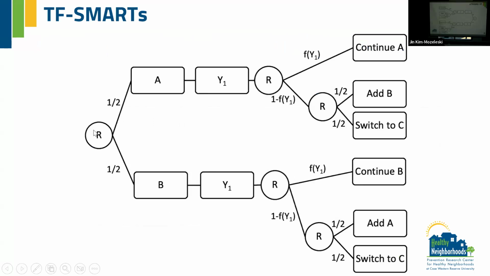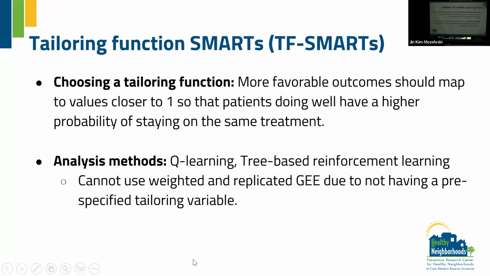So this is what that would look like. You would still randomize patients to your initial treatment, and then we would measure some continuous variable Y1, and then we would have a function of that Y1 being the randomization probability, and 1 minus that function to be your re-randomization probability if you didn't do as well. When you're choosing a tailoring function, more favorable outcomes should map to values closer to 1, so you have a higher probability of staying on the same treatment if you are doing well.